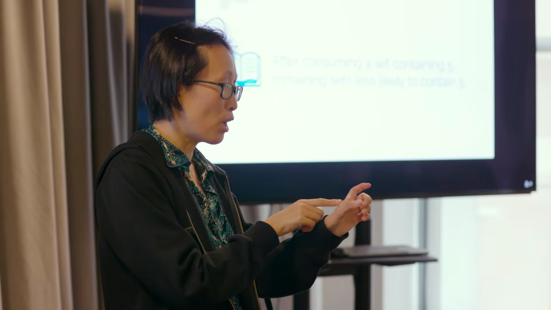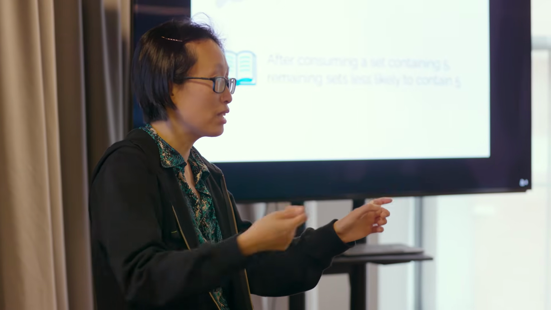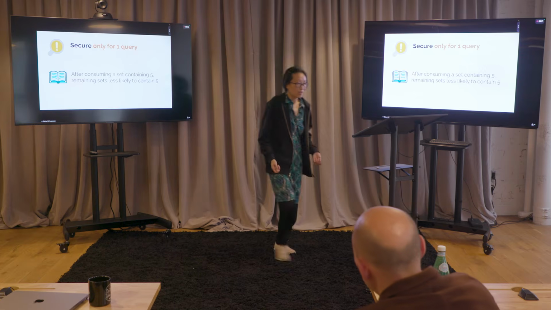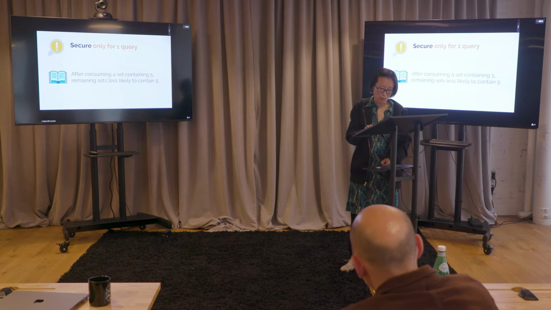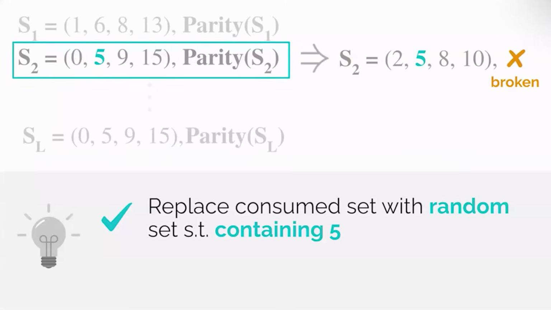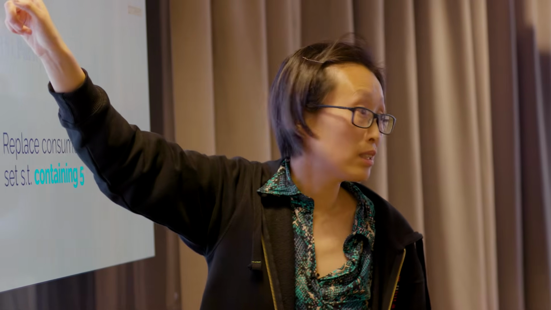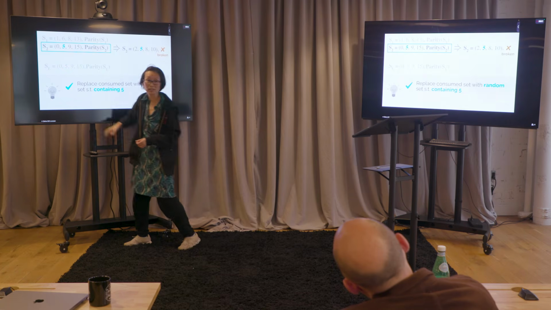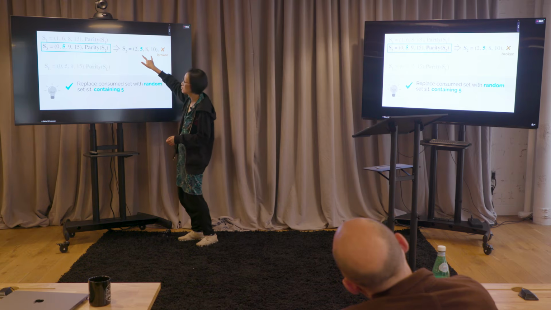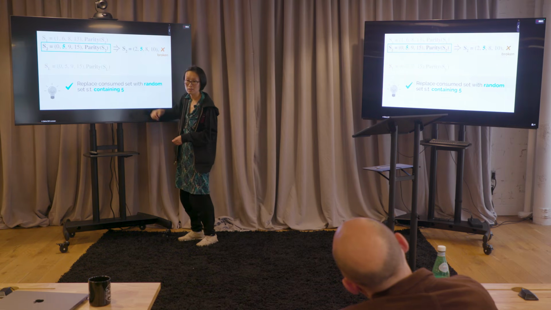I mean, you also cannot just leave it there, because if so, the next time you use this hint, it'll end up leaking information. Okay, so that's slightly problematic. And how do we fix this problem? In order to support more queries, I will introduce a simple technique called the broken hint technique. And the idea is really simple. Once I consume a hint, I'm going to throw this hint away, but replace it with a random hint subject to containing my query 5. Because if you think about it, the distribution of this set is a random set subject to containing 5. So I just have to sample a new random set subject to containing 5 and replace the consumed hint.